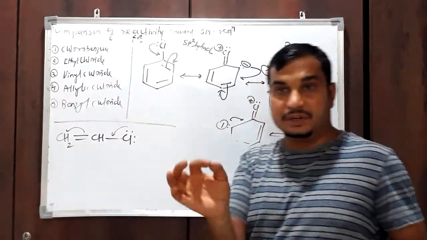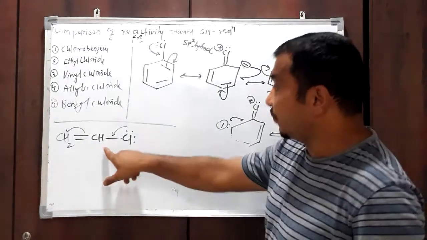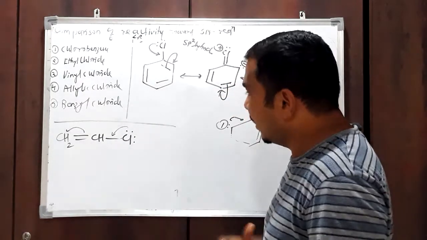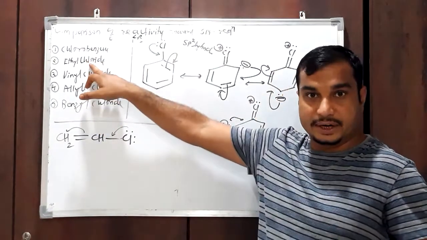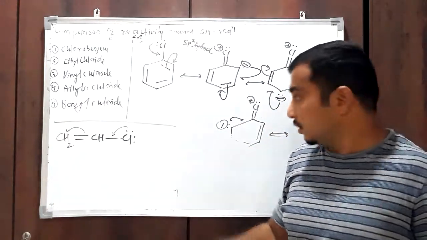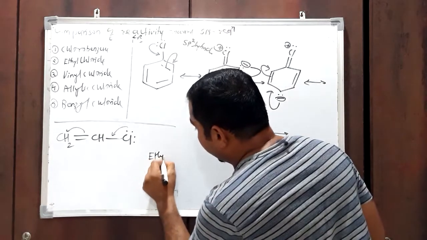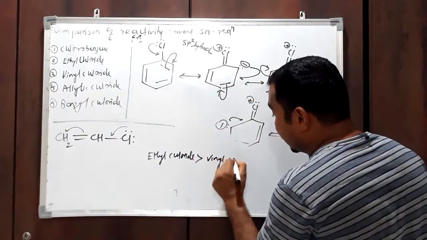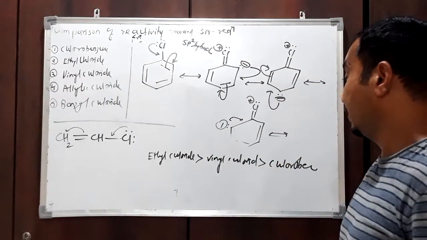A weaker bond means it is somewhat easier to replace by another nucleophile. It means the reactivity of vinyl chloride is higher than chlorobenzene, but lower than ethyl chloride, because in ethyl chloride the carbon-Cl bond is purely a single bond. It has no double bond character. So the reactivity of ethyl chloride is greater than vinyl chloride, which is greater than chlorobenzene. This is the order of reactivity among these three.